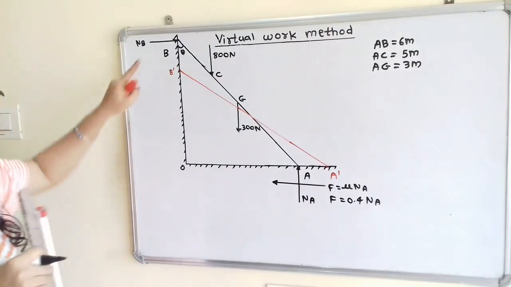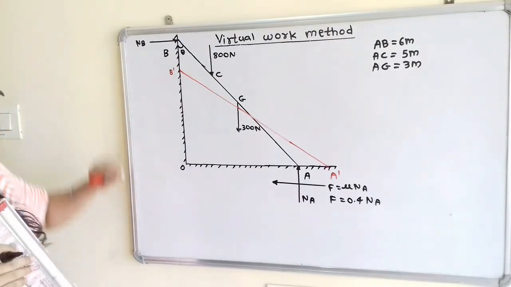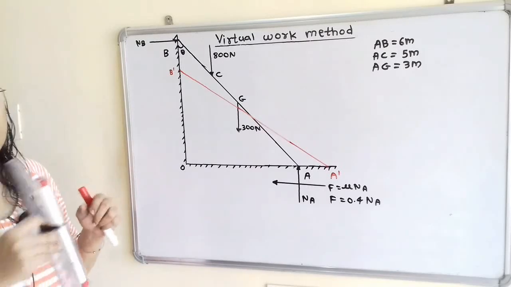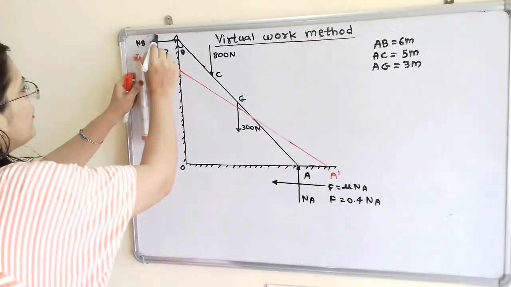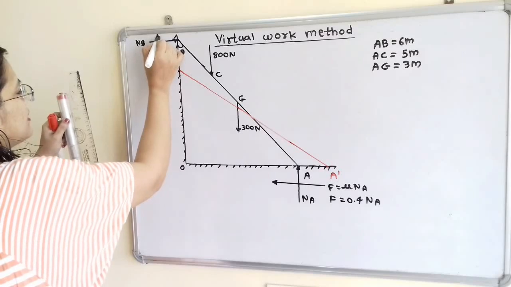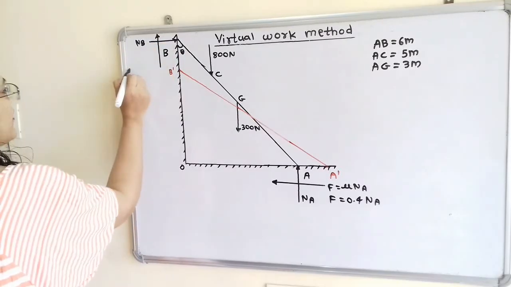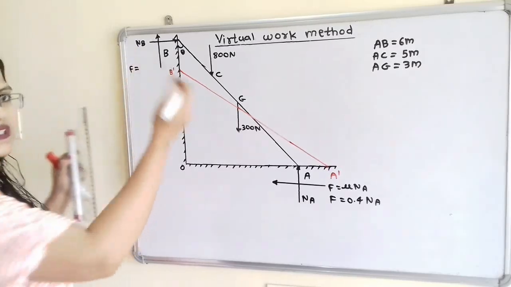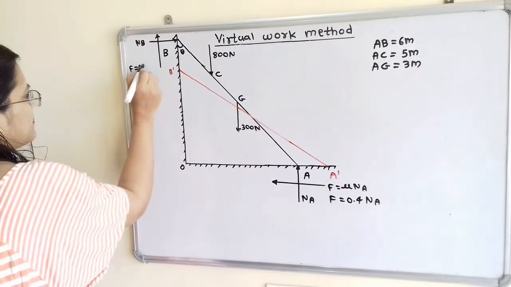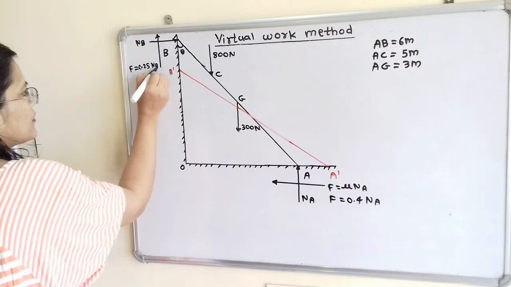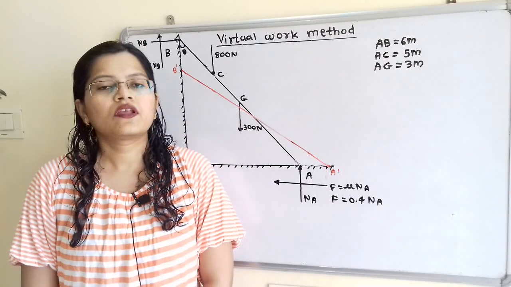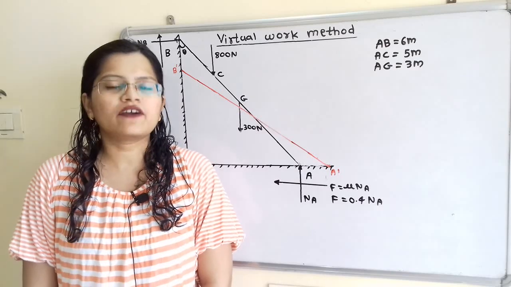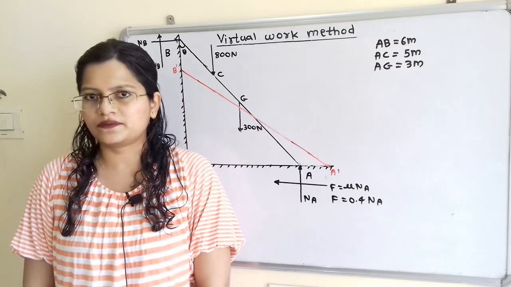Now in the same way we have to show here the frictional force. So this B to B dash displacement is in the downward direction. So we have to show frictional force, that is in the upward direction. So F is equal to mu into NB. So mu is given 0.25 into NB. When we apply virtual work method, then we have to take force multiplied by displacement.